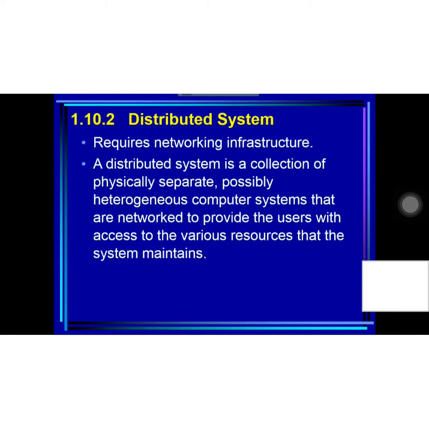And the distributed system. A distributed system is a collection of physically separate, possibly heterogeneous computer systems that are networked to provide users with access to the various resources that the system maintains. Access to a shared resource increases computation speed, functionality, data availability, and reliability.